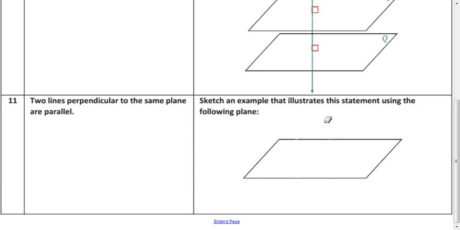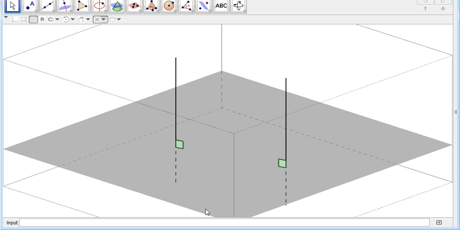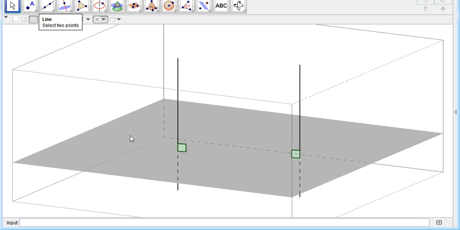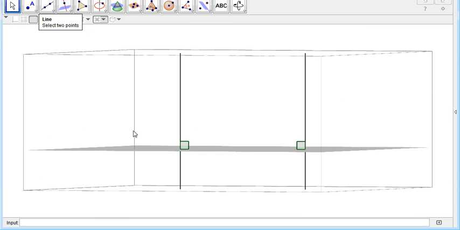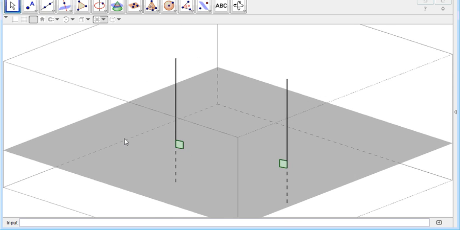And if we have two lines perpendicular to the same plane, they're parallel. So try drawing those on this plane, and I'll show you my solution. Here's one example. And going back to GeoGebra, here we go. Those two lines, those look parallel, and they in fact are. And they're both perpendicular to our plane.